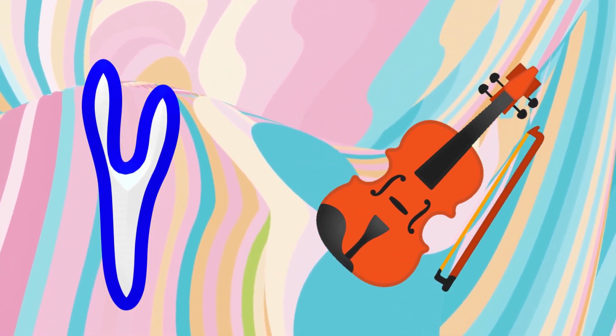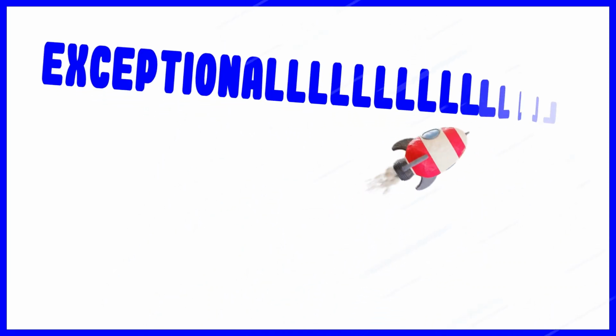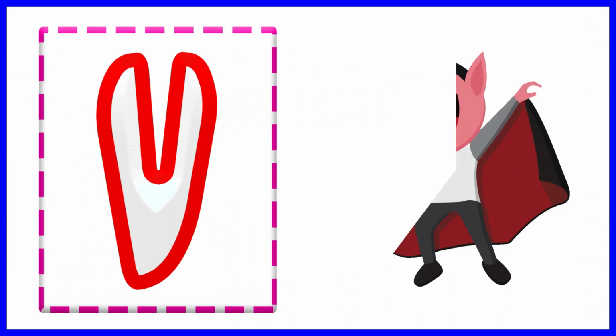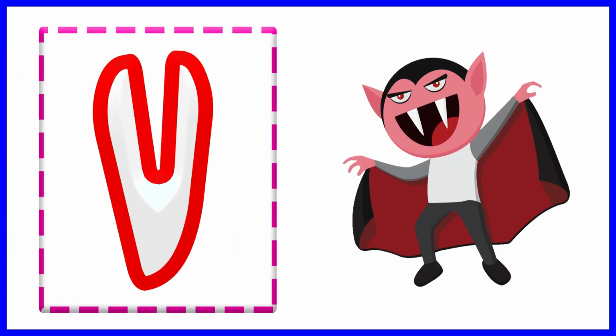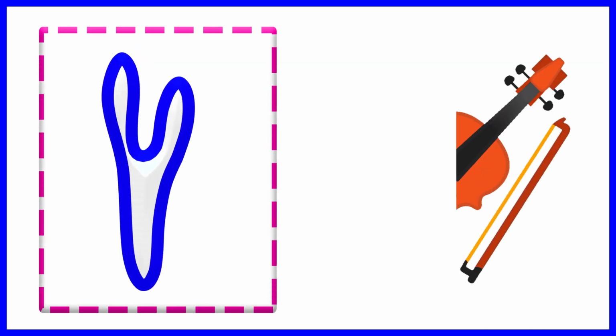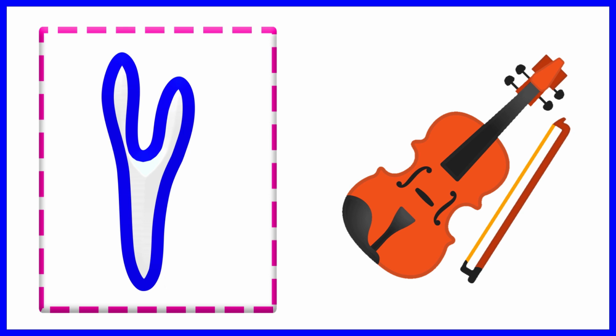V as in violin, V, V, V. Exceptional! Let's sing together. V as in vampire, V, V, V. V as in violin, V, V, V.